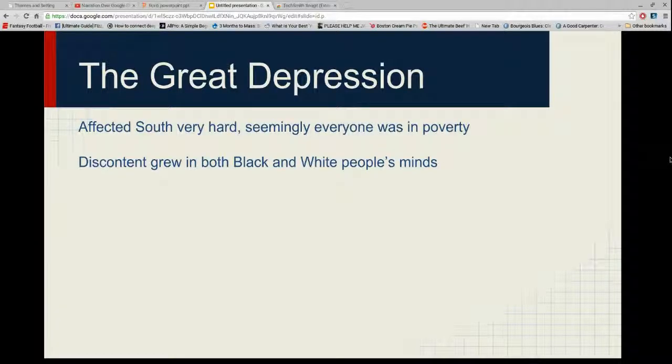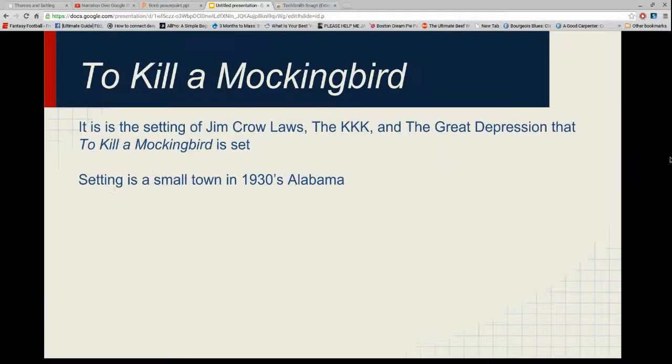Also during this time period was the Great Depression. It affected the South very hard. Seemingly everyone was stuck in poverty, and discontent grew in both black and white people's minds, which further led to racial tensions and violence such as the KKK. So in all of this is the setting of To Kill a Mockingbird. So you have the Jim Crow laws, the KKK, and the Great Depression, and it is set in a small town in 1930s Alabama in the heart of all of this.